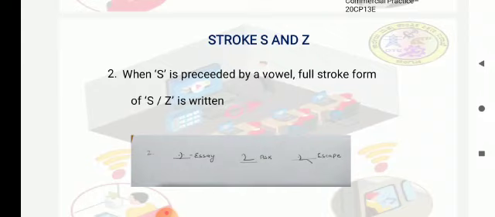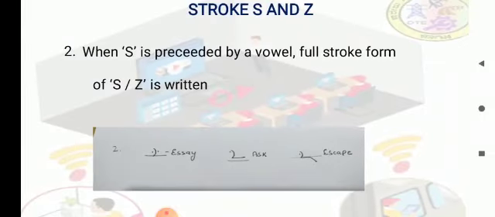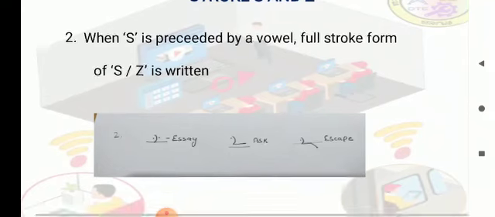Look at the third example, "escape". When you look at the word "escape", you have a preceding vowel there. So instead of using the circle S, you have to write the full stroke, which consists of a stroke S and then the remaining consonant. So whenever there is a preceding vowel before S, you have to write the full stroke S.